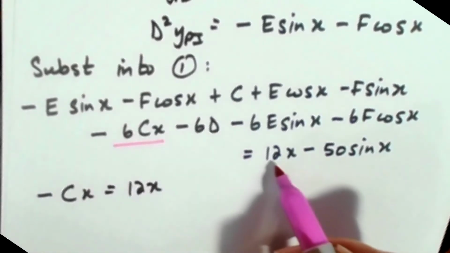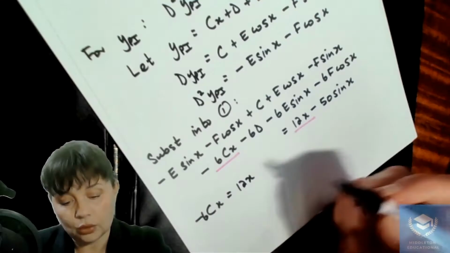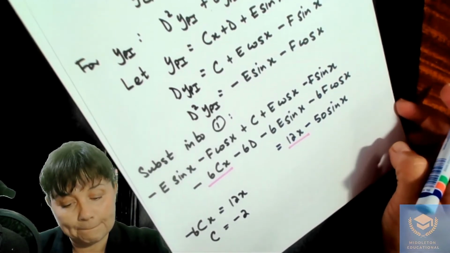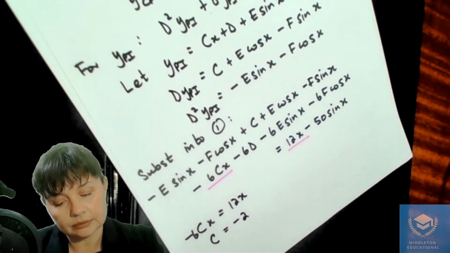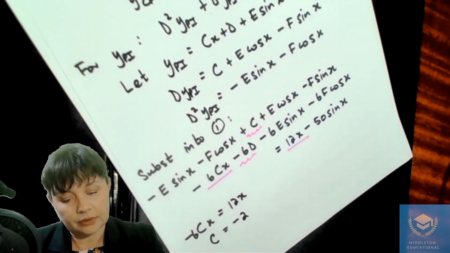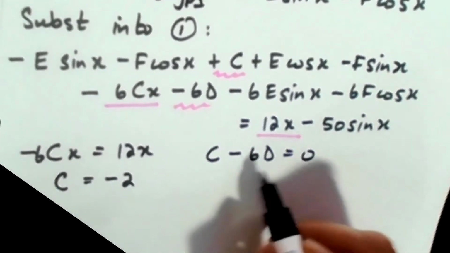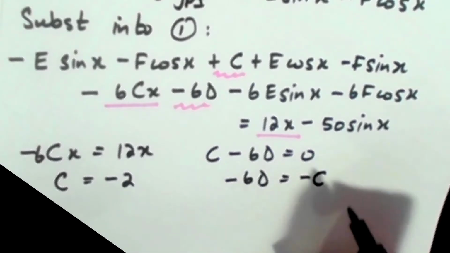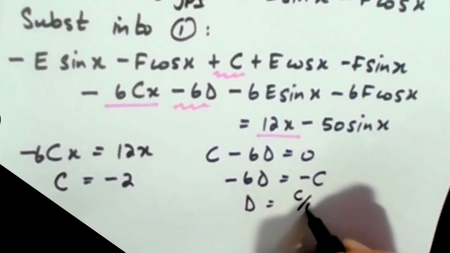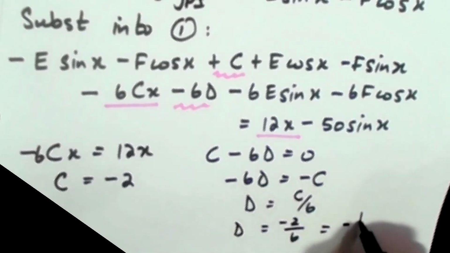So we've got 6cx. I left out a 6. Don't forget that 6, which means that c has to equal minus 2. Okay? Then we've got our constants. It's going to be c and d, right? So c minus 6d has to equal 0, right? Which means minus 6d has to equal minus c. d is equal to c over 6, which means it is going to be minus 2 over 6, which is minus a third.